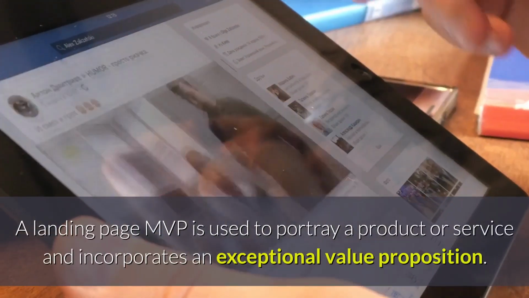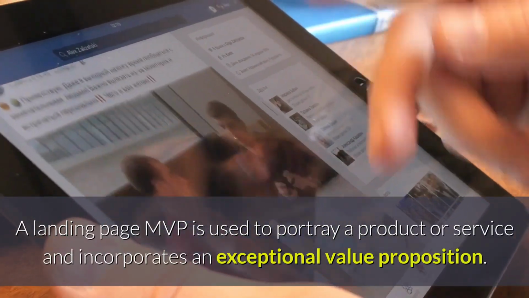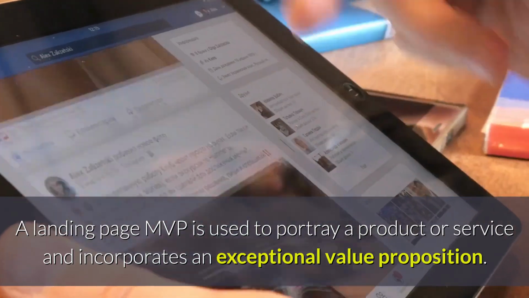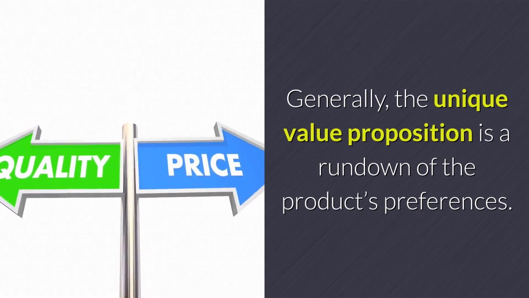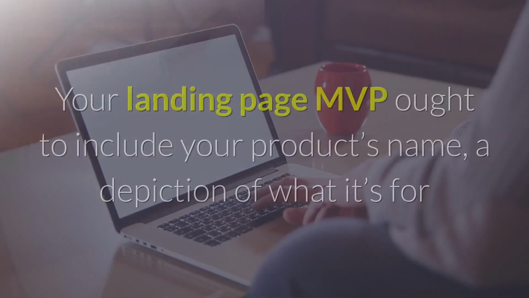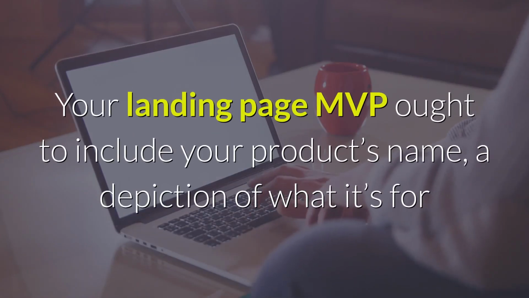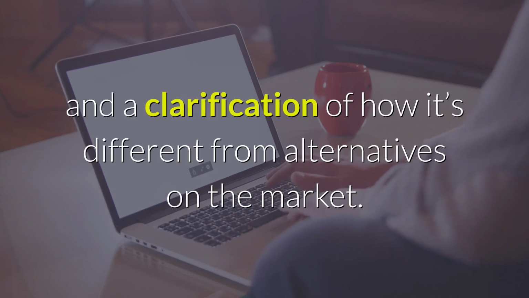A landing page MVP is used to portray a product or service and incorporates an exceptional value proposition. Generally, the unique value proposition is a rundown of the product's preferences. Your landing page MVP ought to include your product's name, a depiction of what it's for and its worth, and a clarification of how it's different from alternatives on the market.